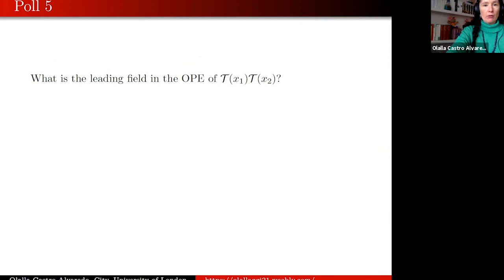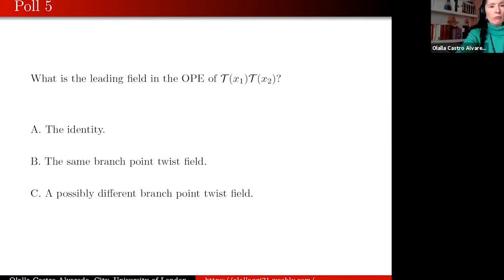So let me do this other poll instead, because this is relevant for the next thing I want to present. If you are familiar with conformal field theory, and I think probably many of you are, think about the twist field in conformal field theory and think about the operator product expansion of two of these twist fields, T with itself, not its conjugate, but itself. So if you do this OPE, what would you get? What would be the leading contribution to this OPE, the leading field? Would it be the identity? Would it be the same branch point twist field or a possibly different branch point twist field? What did you think? If you think it's A, I'd like you to try something quickly.